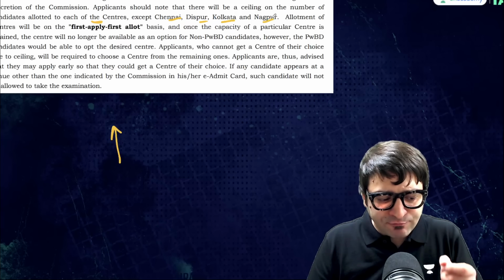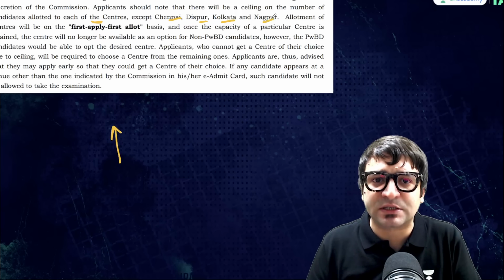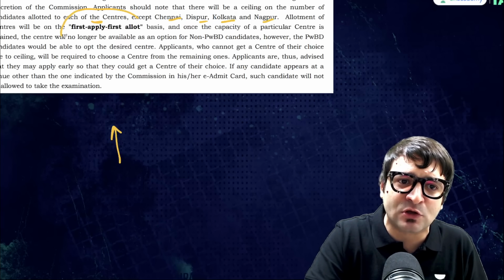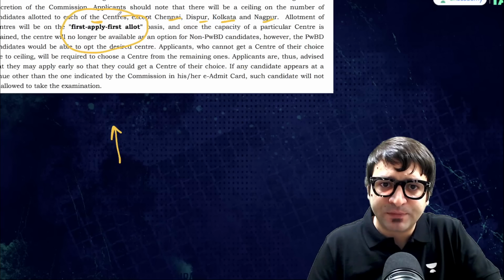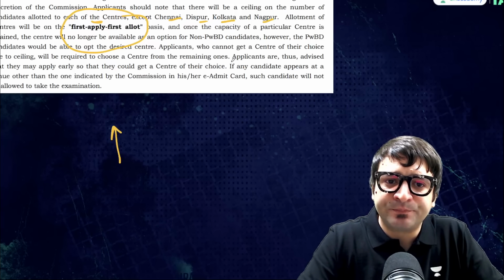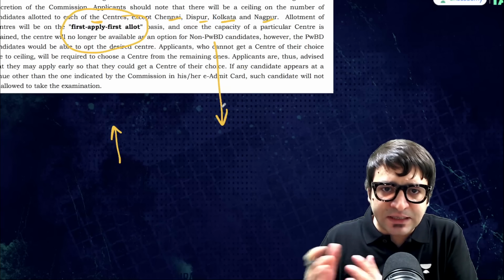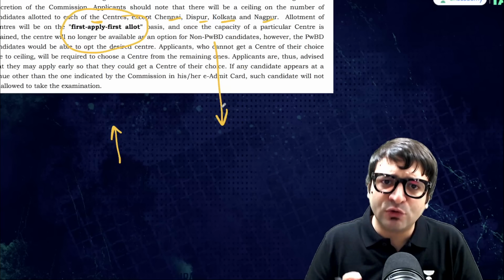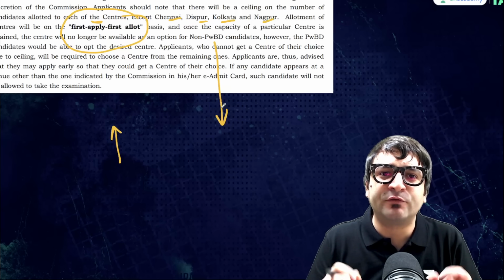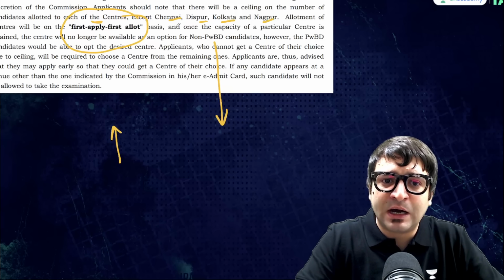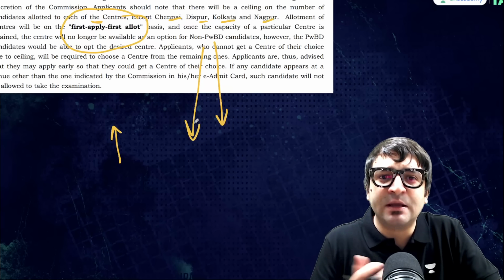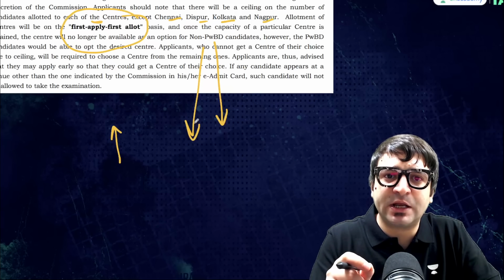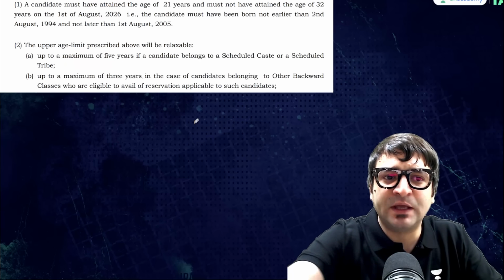That is why if you want to get the center of your choice, you need to fill it as quickly as possible, because centers will be allotted on the basis of first apply, first allot. However, if you are from physically disabled or beneficiaries, then there is no ceiling available to you. You will get the center of your choice. But for those who are non-physically disabled candidates, they have to fill this form as quickly as possible to get the center of their choice.